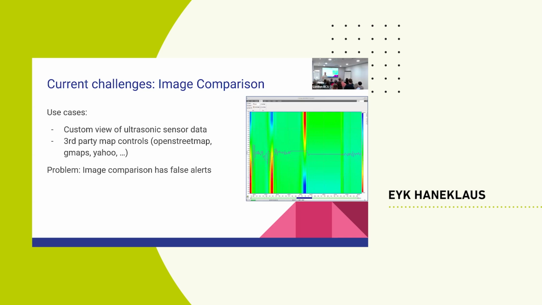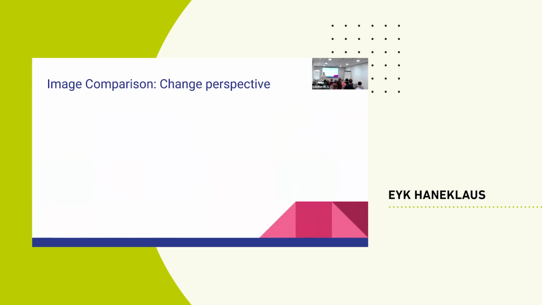The problem is that image comparison has false alerts. For example, real examples: the copyright text in one of the controls changes from year to year, so we will have an alert that the image comparison failed. Also, slight differences between operating system versions. Really. So what if we change the perspective?